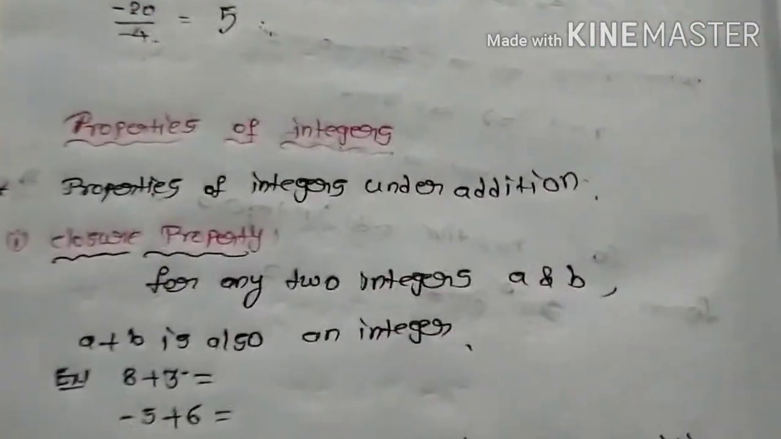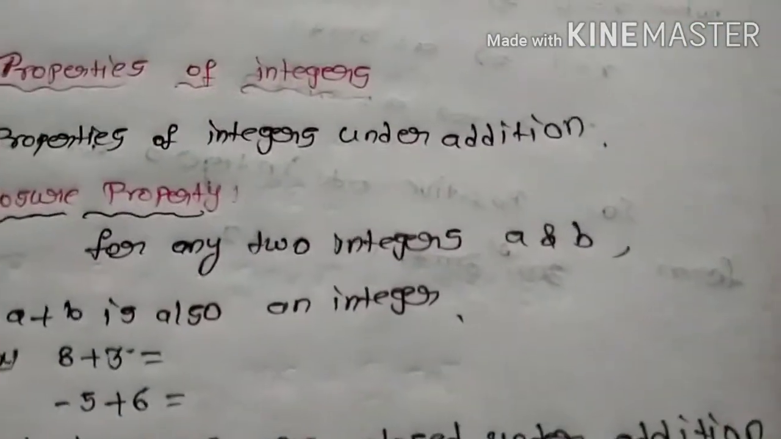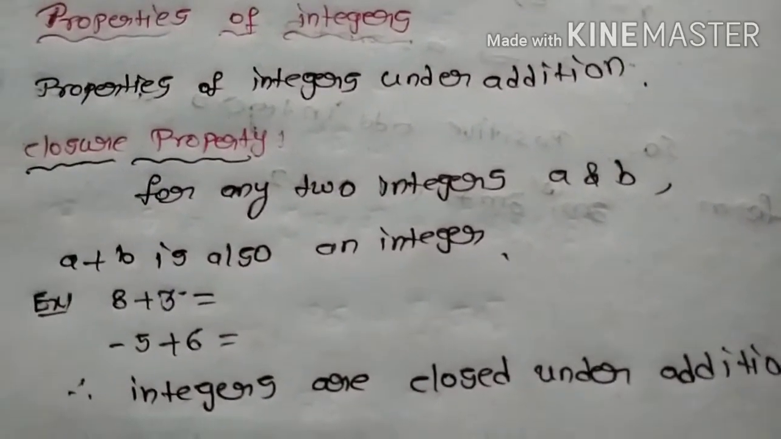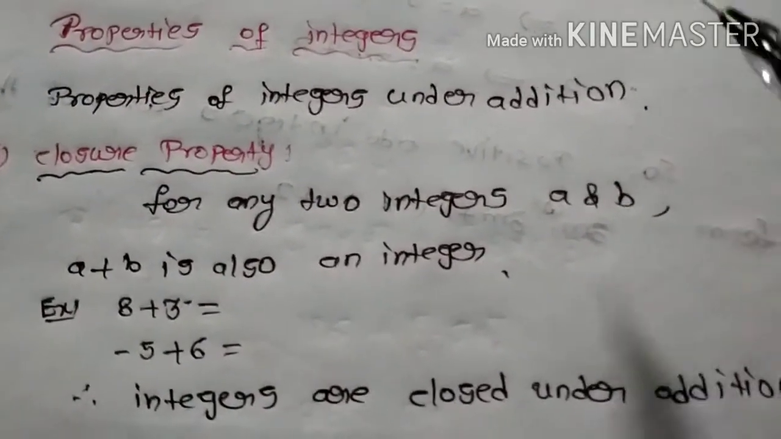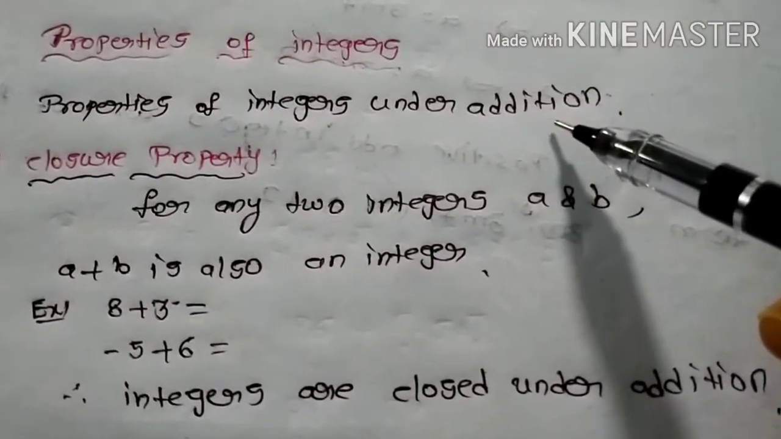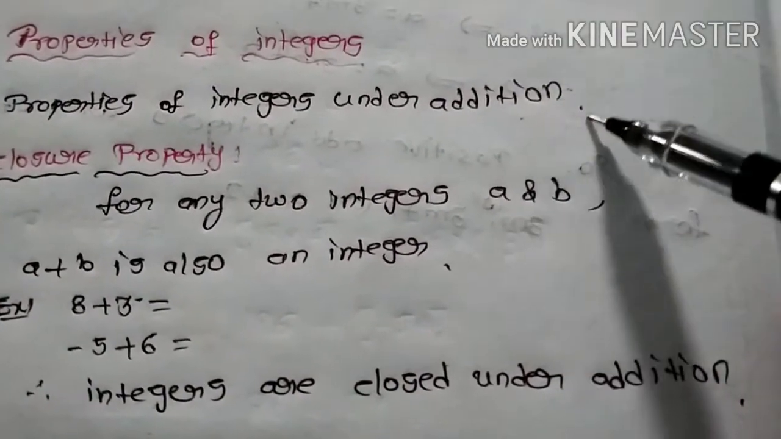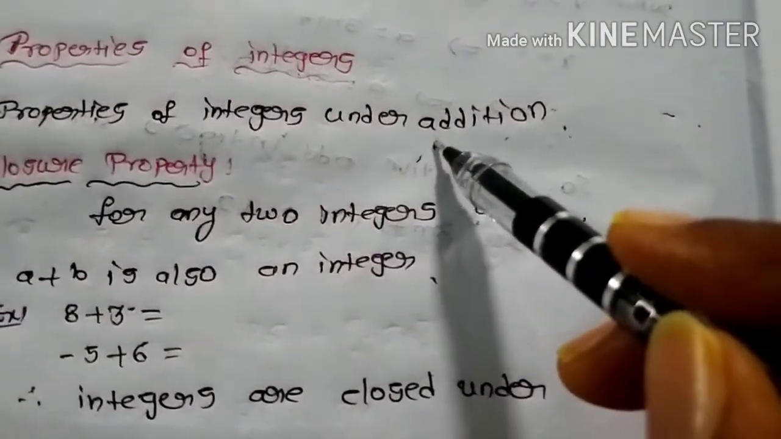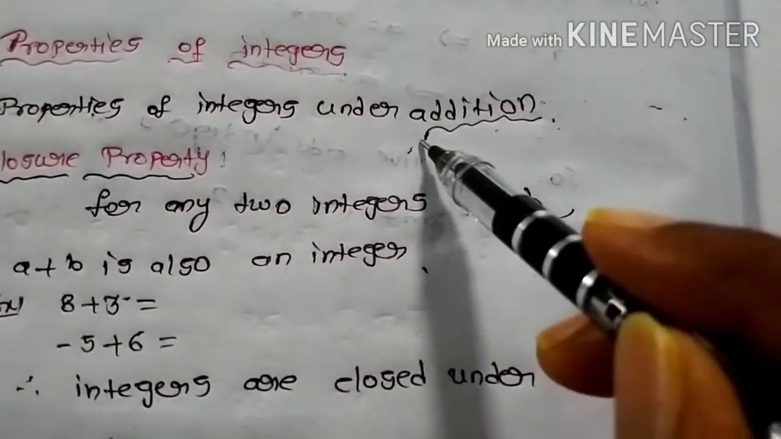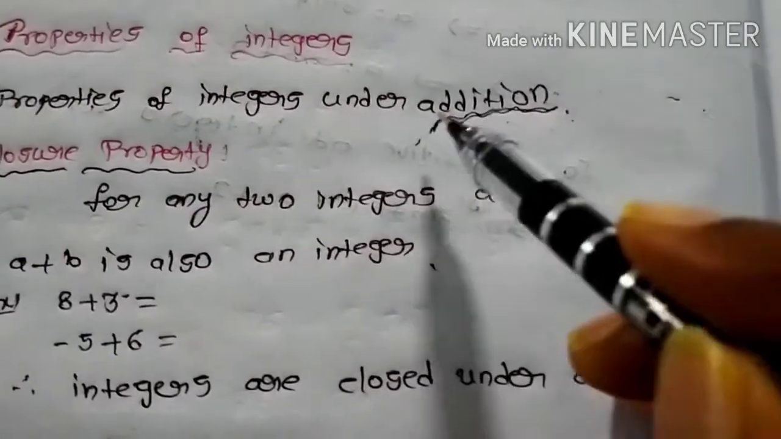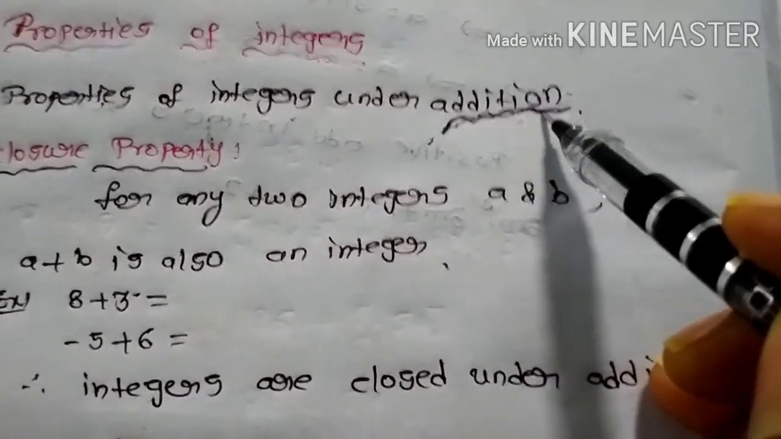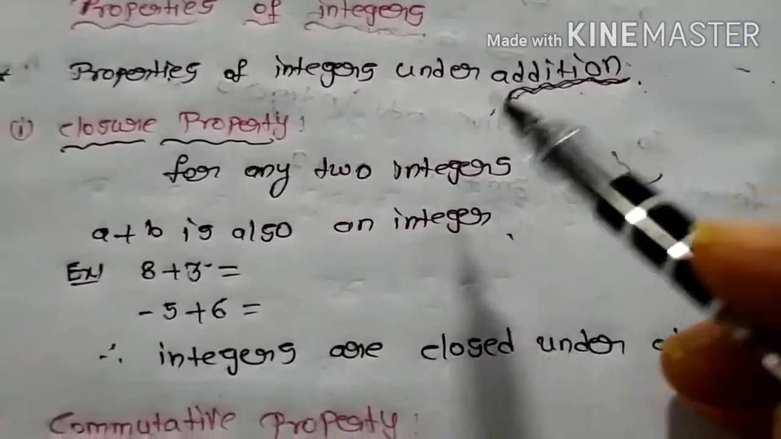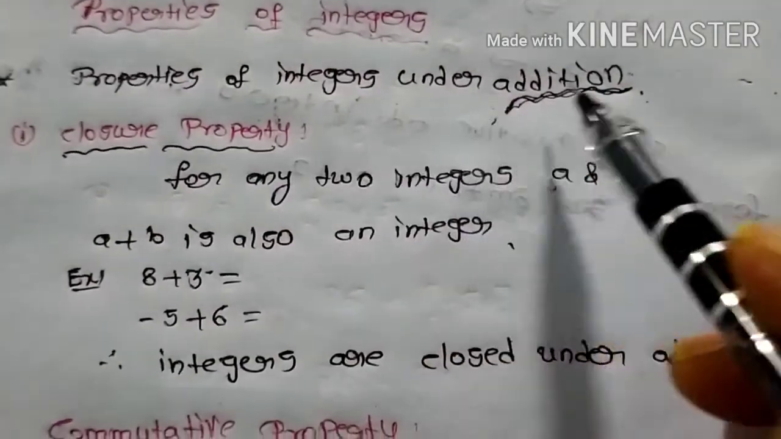Next, properties of integers. Already in the previous class you have learned properties of whole numbers. Just you can recall it. What is the first one I am taking here? You know that 4 operations are available: addition, subtraction, multiplication, division. First I am taking addition. You can try multiplication in the similar way. I am saying here addition. Properties of integers under addition.